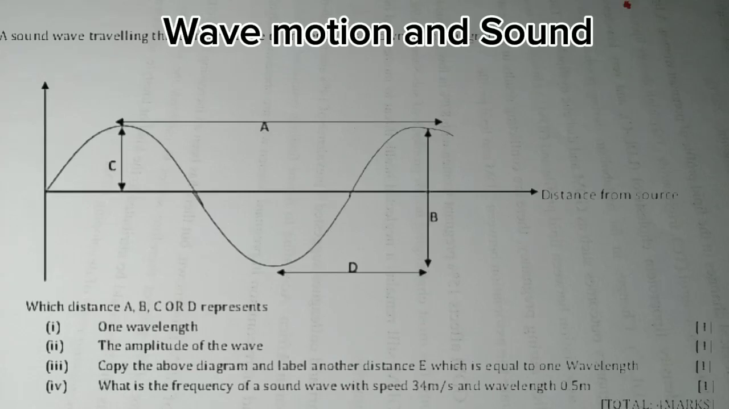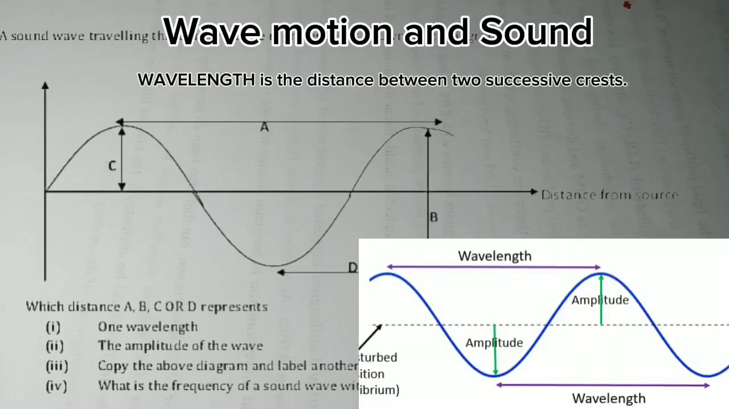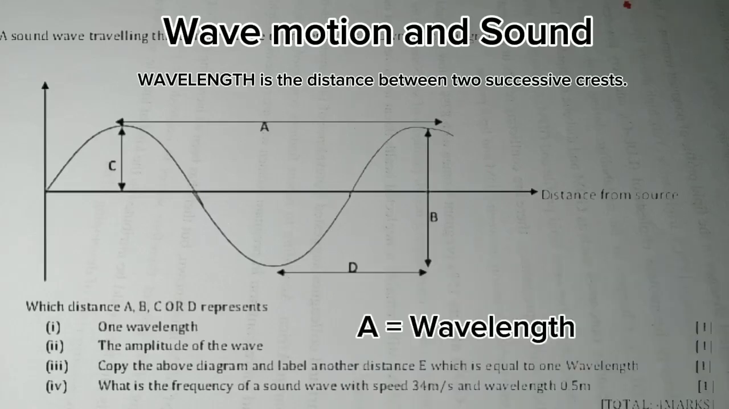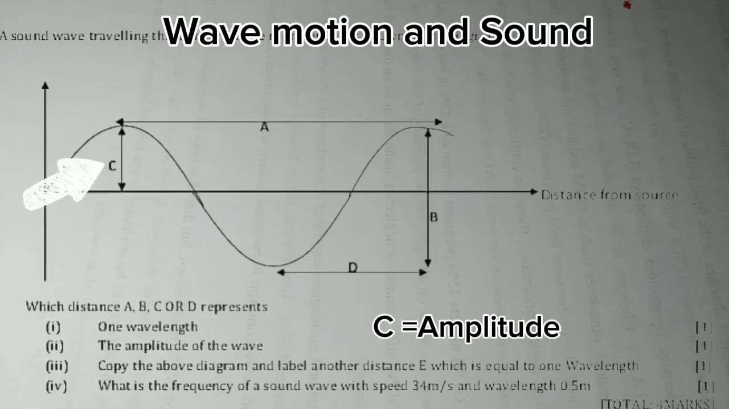Okay, so one wavelength. From what we know so far, wavelength is the distance between two successive crests. We looked at that. So A there represents one wavelength. The amplitude, from the diagram, you can see the amplitude is simply the maximum displacement, so which is C. C there is the amplitude.